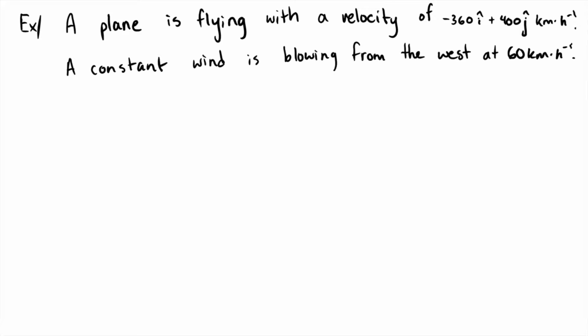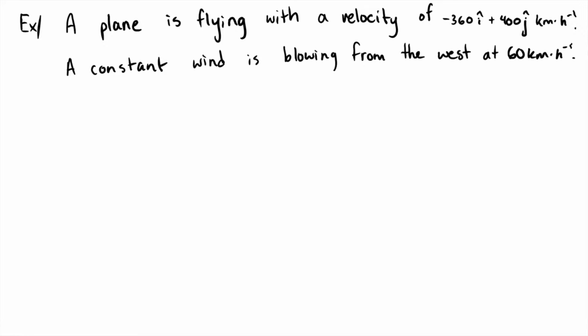So now that we've seen how that works conceptually, let's actually deal with some concrete values here. A plane is flying with a velocity given by these unit vectors, so negative 360i plus 400j kilometers per hour. So that's the velocity of the plane. It's indicating to me direction and how fast it's going.